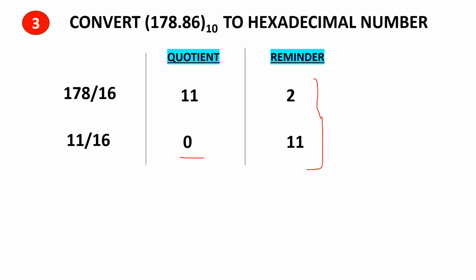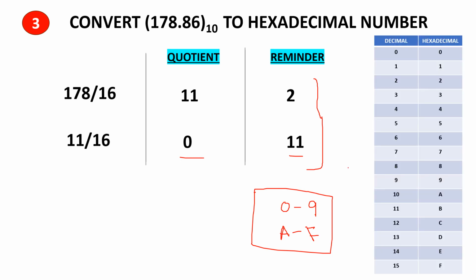Now from the remainder part we have to find the answer, the hexadecimal number. As everyone knows, a hexadecimal number uses digits from 0 to 9 and A to F. Here we have a number 11, which does not come in this range. So we have to find the equivalent hexadecimal of 11. From the table we can find that for 11 the equivalent hexadecimal is B.